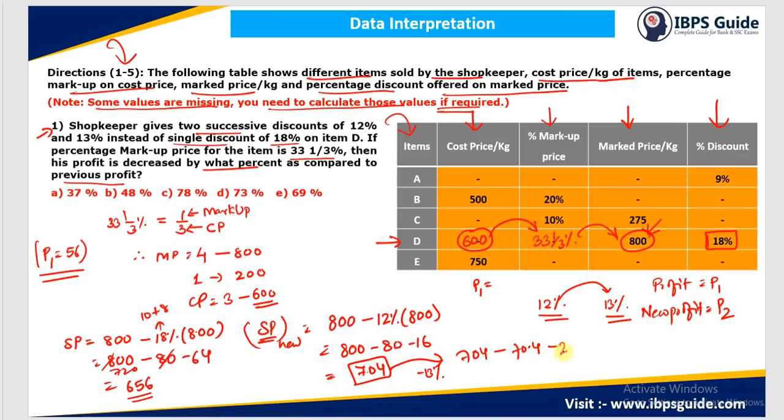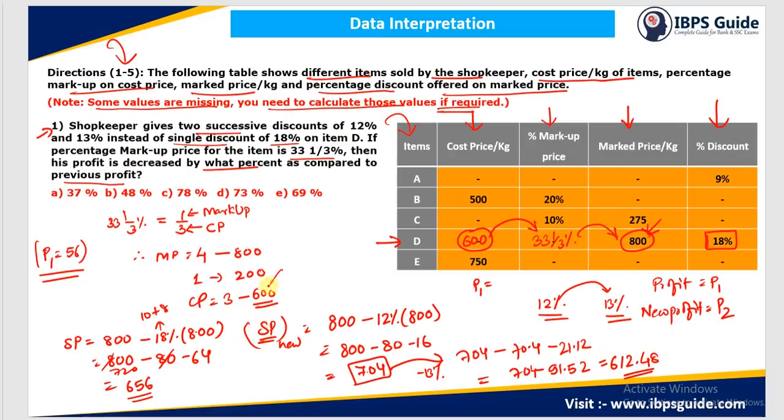So 3% will be 21.12. Or I can say that total will be 70.4 plus 21.12, that is 91.52. Okay. So 704, so my answer will be what? If I subtract 91 from 704, then I will get 612. 613 I will basically get, but this 0.52 is also there. So 612.48. So this will be my SP after two successive discounts of 12 and 13%.